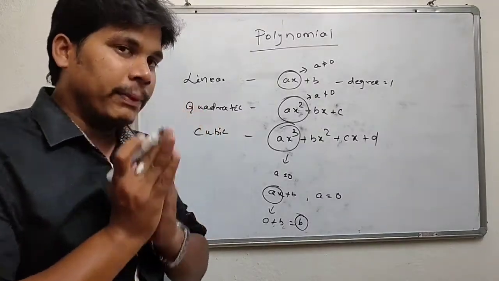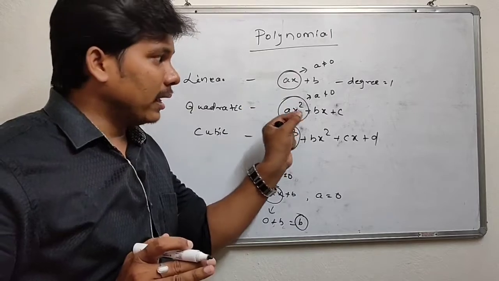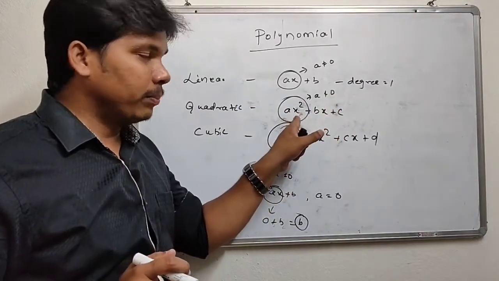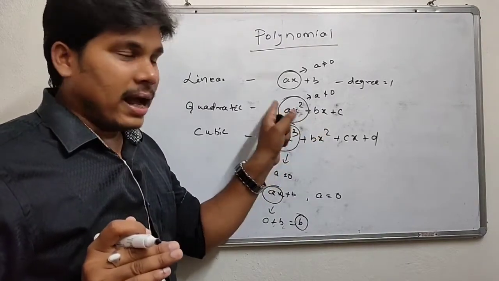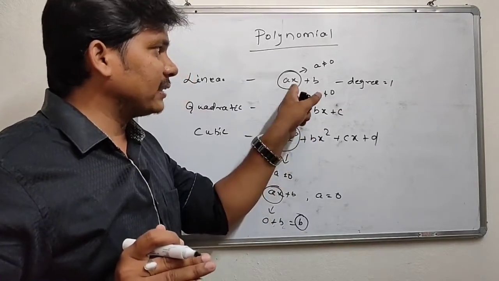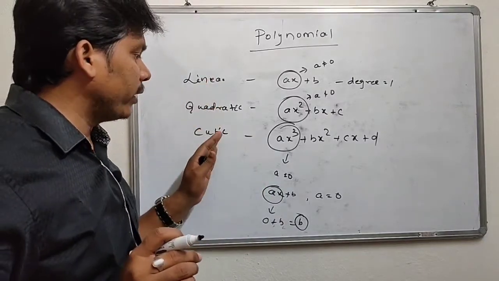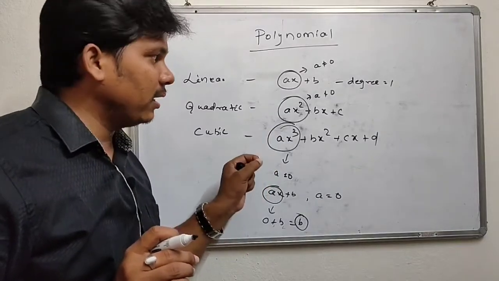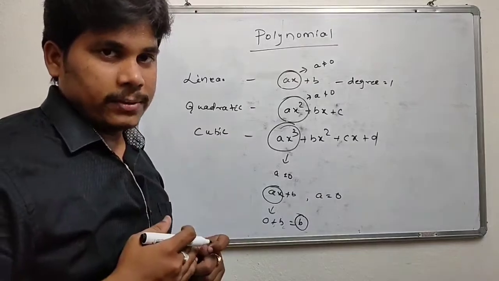That's why we have to keep in mind that the degree is the highest power, and in the same way the coefficient of the highest power, that is the coefficient of x square or x cube or x, should not be 0. Only then will the linear, quadratic and cubic conditions hold. The only condition to be satisfied is that these coefficients should not be 0. Now we'll move to the next concept.